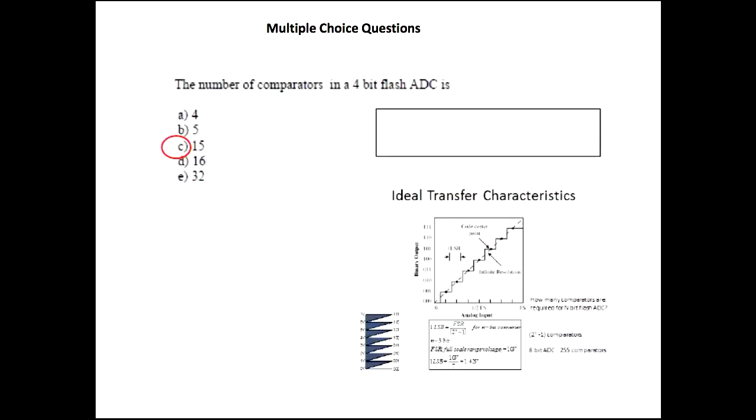Number of comparators in a 4-bit flash ADC, very simple. See, 4-bit flash ADC. So that is 2 raised to n minus 1 comparators. So that is equal to 15. So some students made a mistake here too. Maybe they haven't thought about it. Sometimes if you are in a hurry, seeing 4-bit, maybe 4, something like that, they just ticked it.